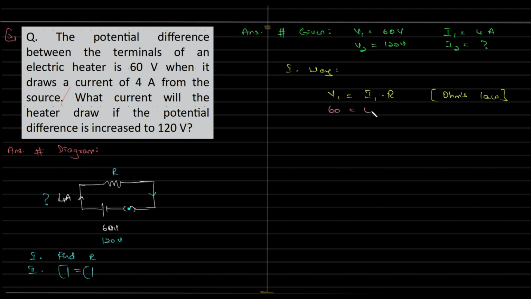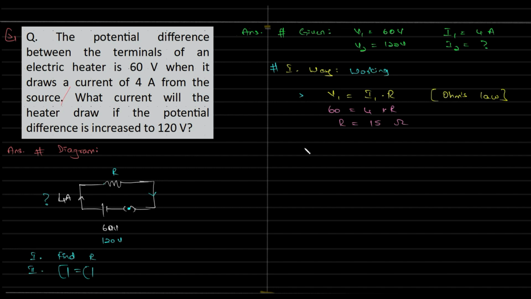So 60 is equal to 4 into R. So divide with 4 both sides. So R is equal to 15 ohm. And then you will substitute this in the first way working.